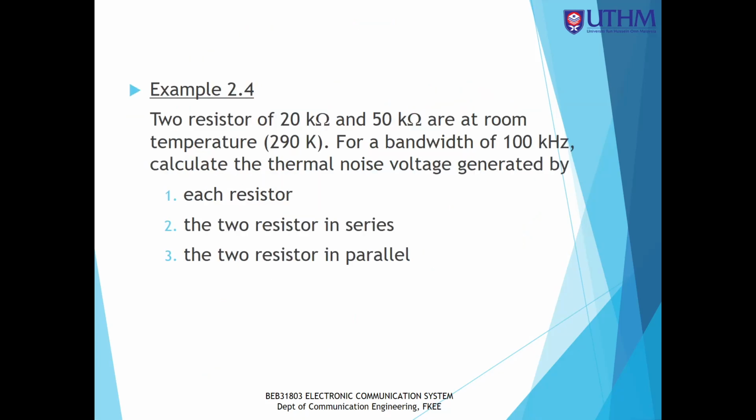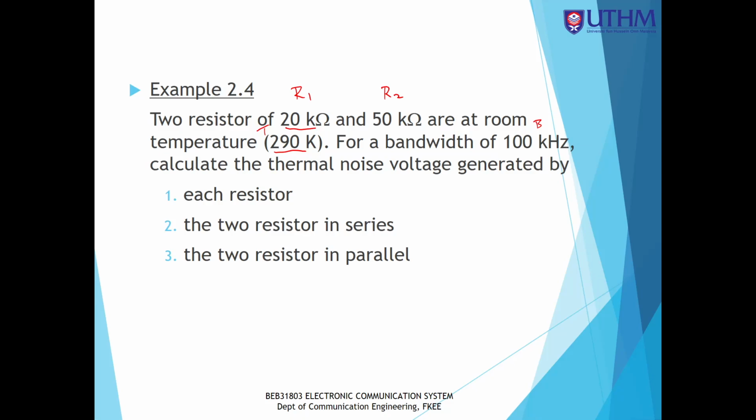Example 2.4. So you are given two resistors: R1 of 20 kilo ohm and R2 of 50 kilo ohm, at room temperature of 290 K. So this is temperature. For a bandwidth of 100 kilohertz, so this is bandwidth. Calculate the thermal noise voltage generated by, so there are three scenarios.